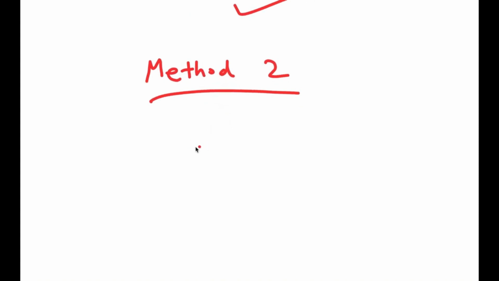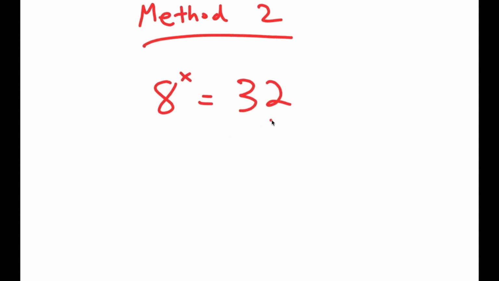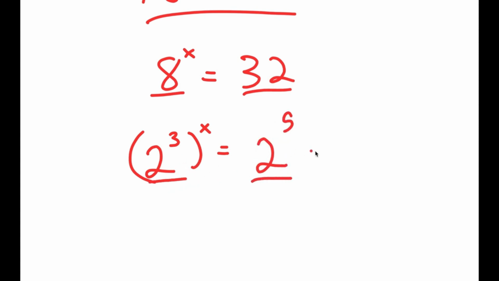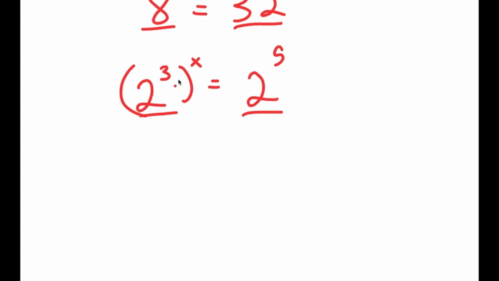So for the second method, we have the same equation, a to the power of x is equal to 32, and this is a simpler method. For this method, I'm actually just going to start by rewriting these two numbers. So 8, I'm going to rewrite as 2 to the power of 3, and 32, I'm going to rewrite as 2 to the power of 5. So I'm rewriting both of these as the same bases, which now makes them much easier to solve.